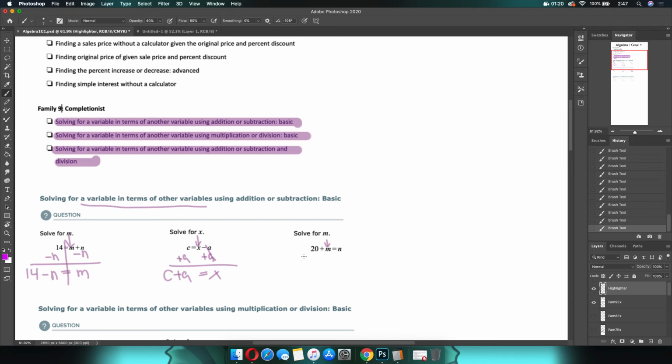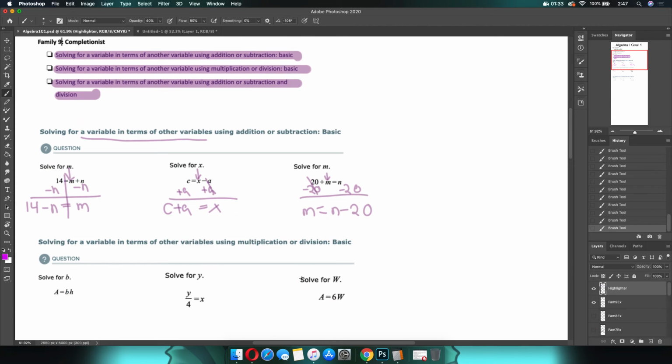Solve for m. What are we moving? The 20. That's a little bit more comfortable at least. We're used to moving numbers. So m equals n minus 20. Oh, okay, I'm starting to feel confident here. This isn't looking so bad.